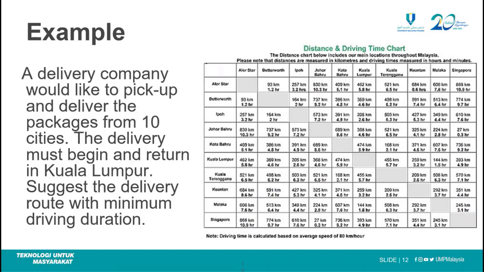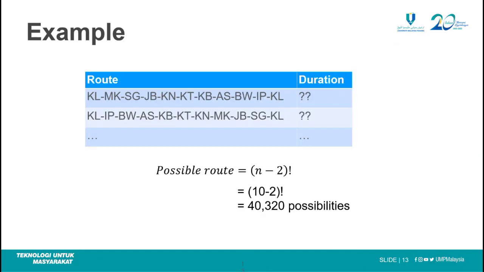If we want to solve this problem manually, it's quite difficult for us, because we need to try and calculate the driving duration one by one. If we choose the first route, for example, from Kuala Lumpur to Malacca and so on, and return back to Kuala Lumpur, we need to calculate the duration. Then another route, from Kuala Lumpur to Ipoh to Butterworth and so on. So there is another duration.